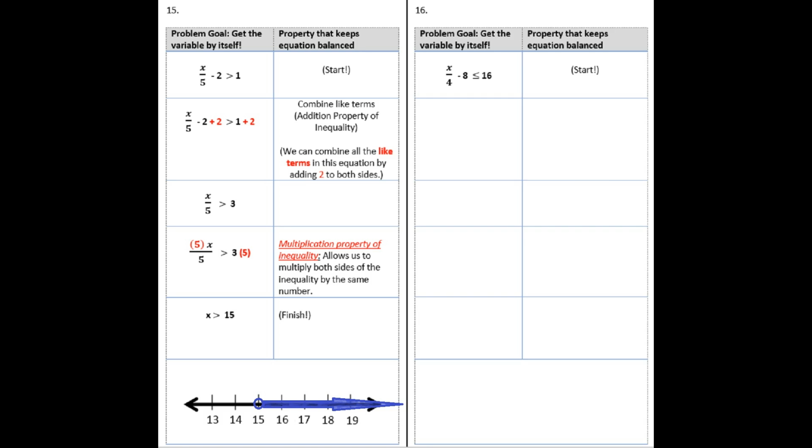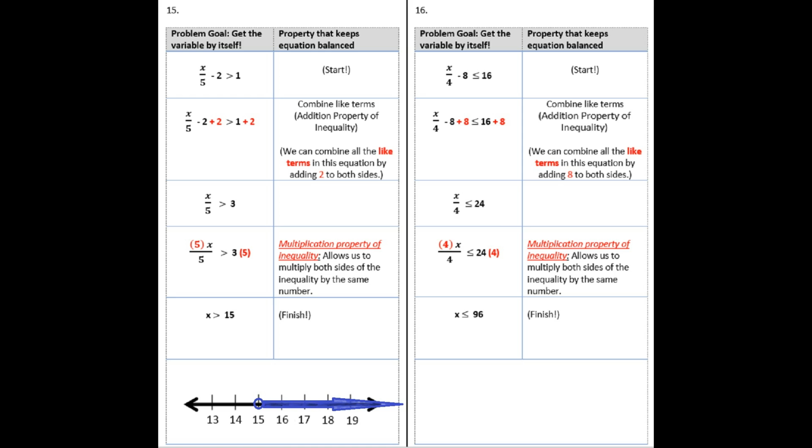Okay. So we can move on to number 16, and we use the same strategy here. We have x divided by 4 minus 8 is less than or equal to 16. So we already know we're going to have a closed dot when we graph this. So addition property of inequality, we're going to add 8 to both sides, and that's going to give us x divided by 4 is less than or equal to 24.